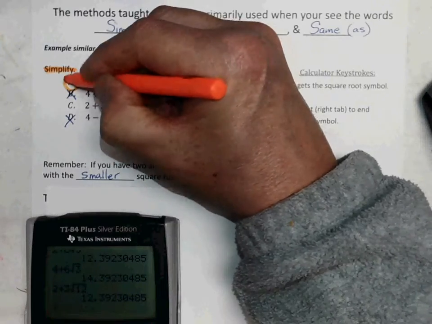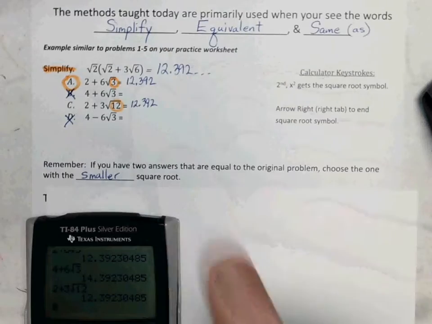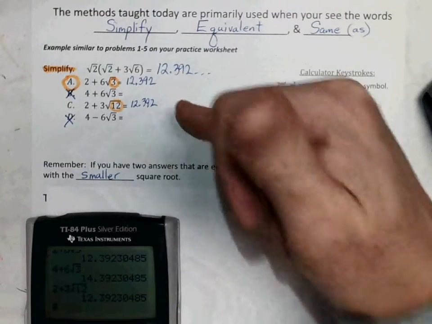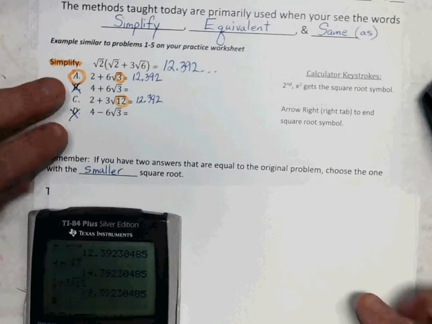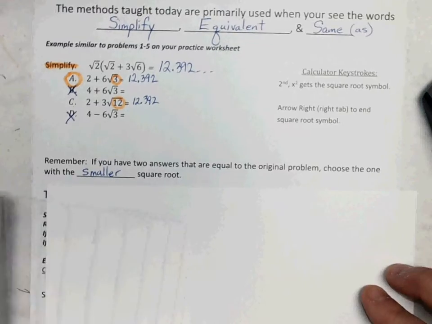So our answer is going to be A. Okay? So these will work just like problems 1 through 5. You type it in, you check all of them, make sure there are no duplicate answers that are the same. And if you do have them, pick the one with the smaller exponent.